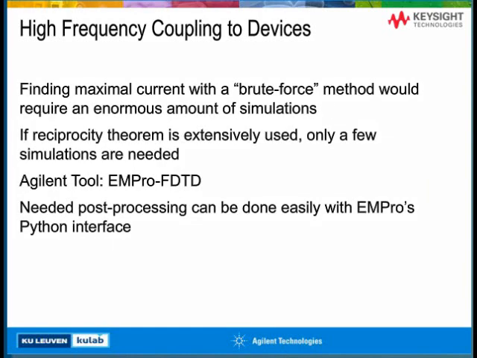What we want to do is find the maximum current for whatever incoming direction of a plane wave excitation. If we want to find the maximal current over all possible incoming directions with the brute force method, that would require an enormous amount of simulations, because we need to simulate every possible direction. However, if we use the reciprocity theorem correctly, we can do this with only one or very few simulations. And that's what we did in this example.